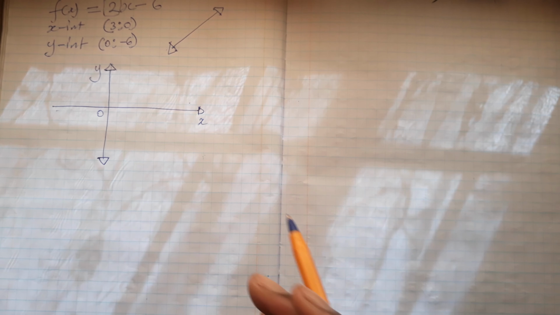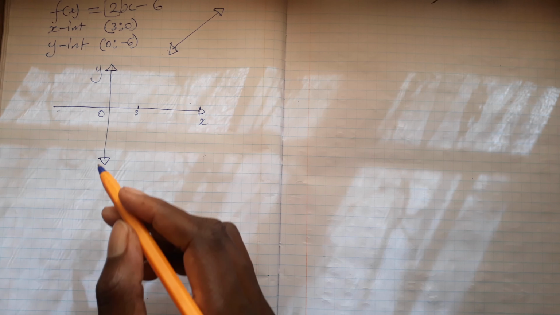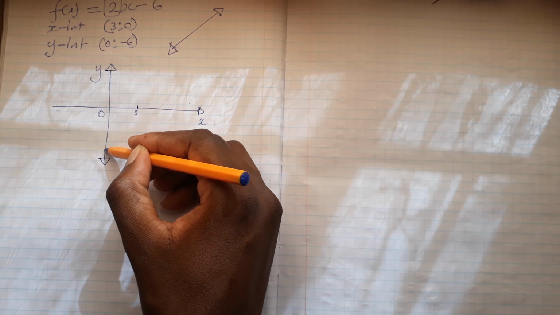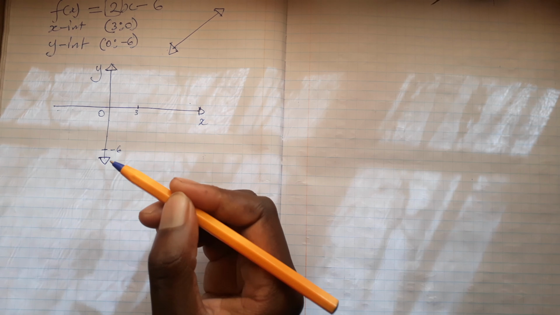So you are just going to choose a point where you're going to write your 3 there, depending on the numbering system that you are using. I'd say that 3 is somewhere here, and then y is negative 6. If I say this is 2, 4, 6, it means that my negative 6 is going to be somewhere here.